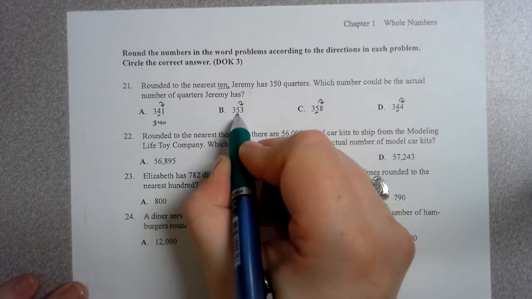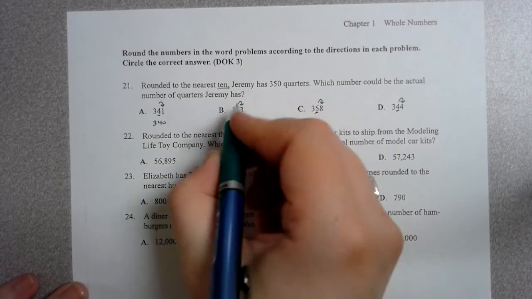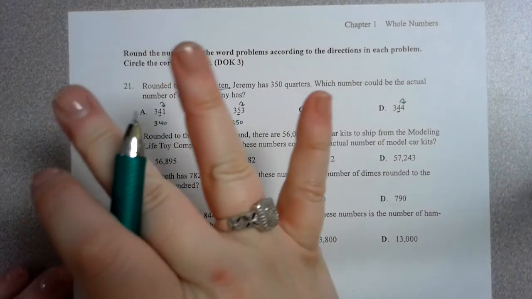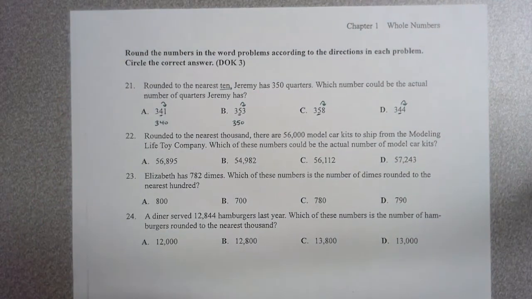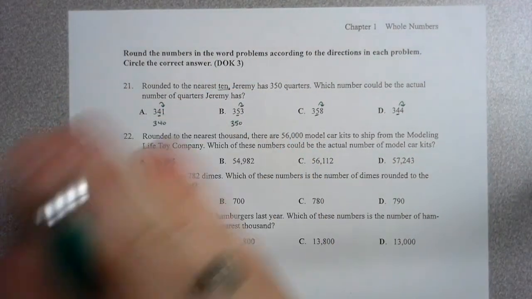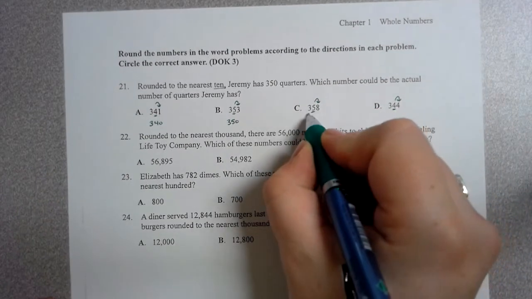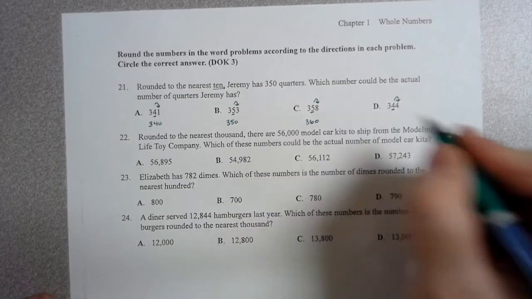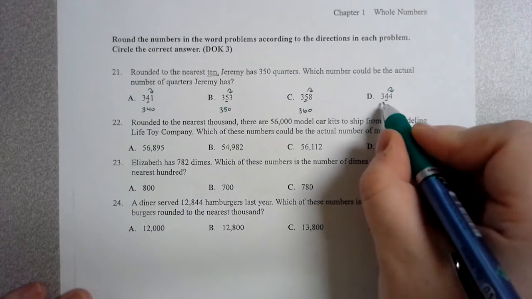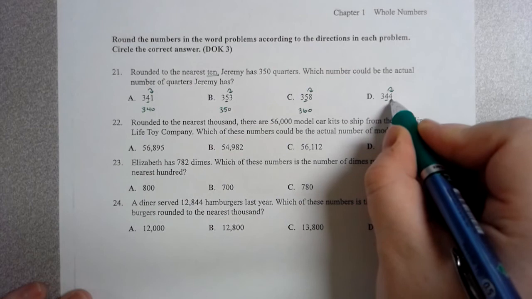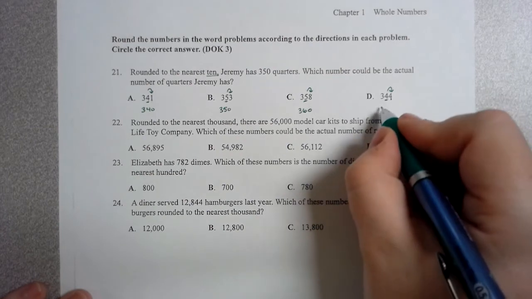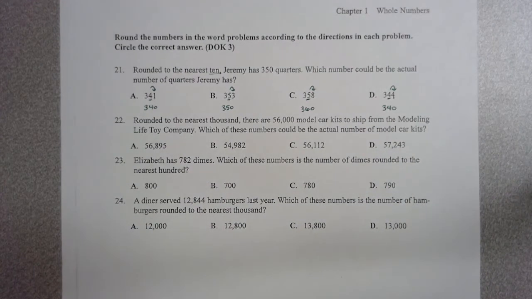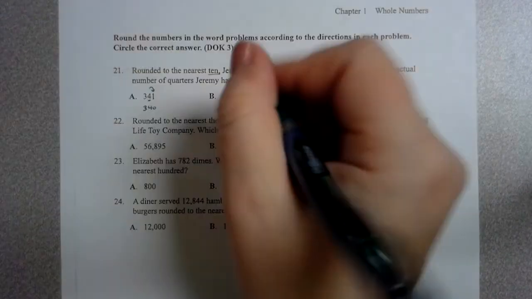353, the 5 is beside a 3, so the 5 gets to stay. 350. I know you're like, oh, pick it. Look, just do the rest of them because you never know, okay? I have 358. The 8 makes the 5 go up to a 6. And 344, the 4 does not allow that to go up. So, which number rounded to 350? It was B.